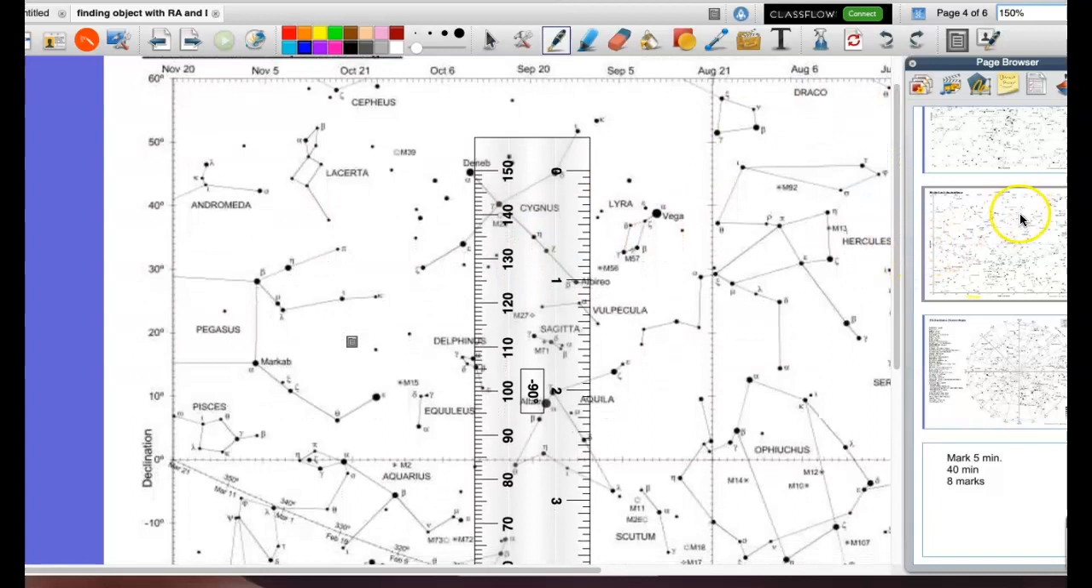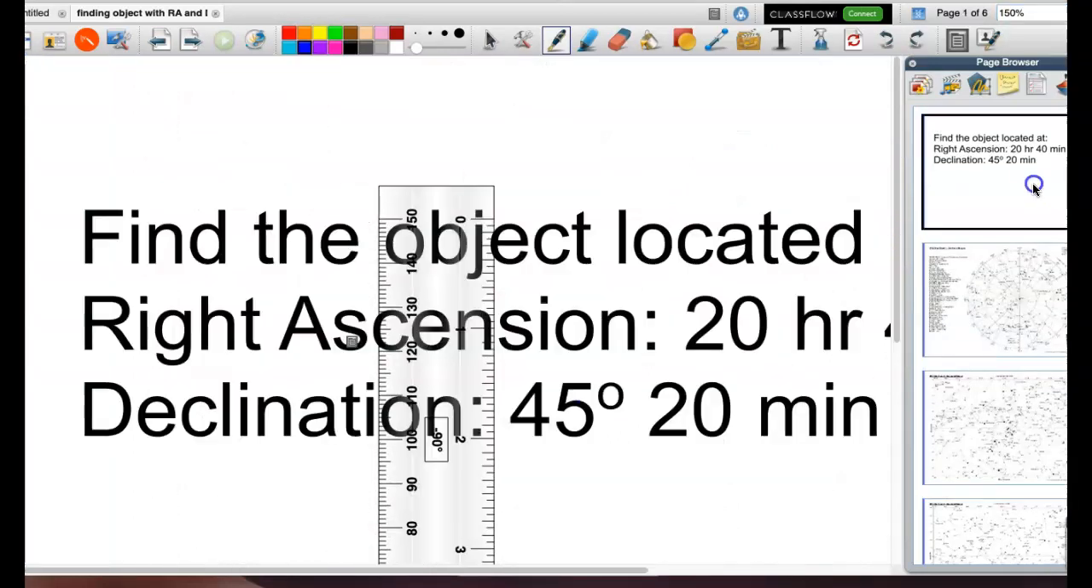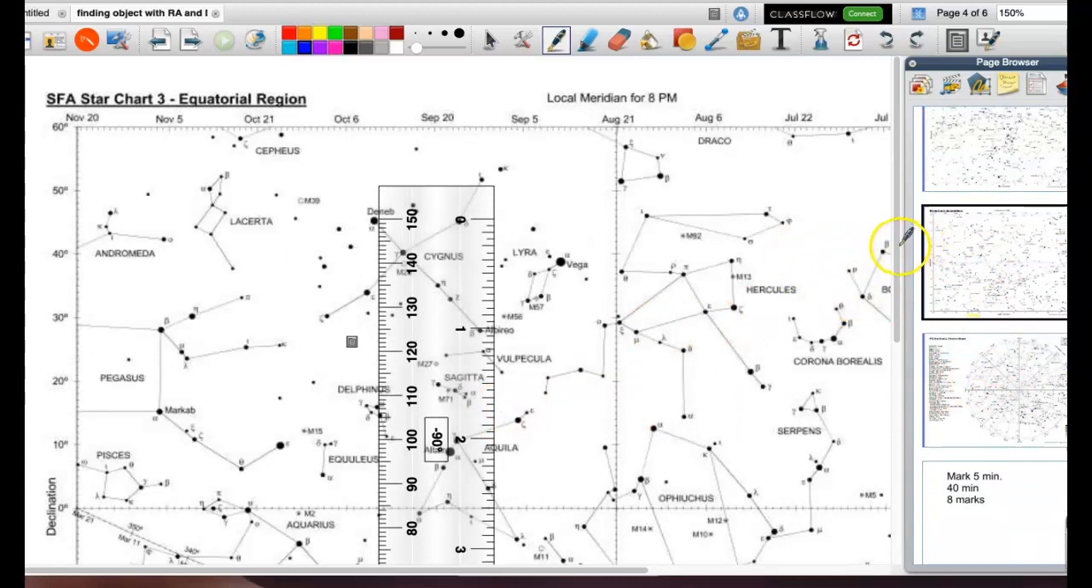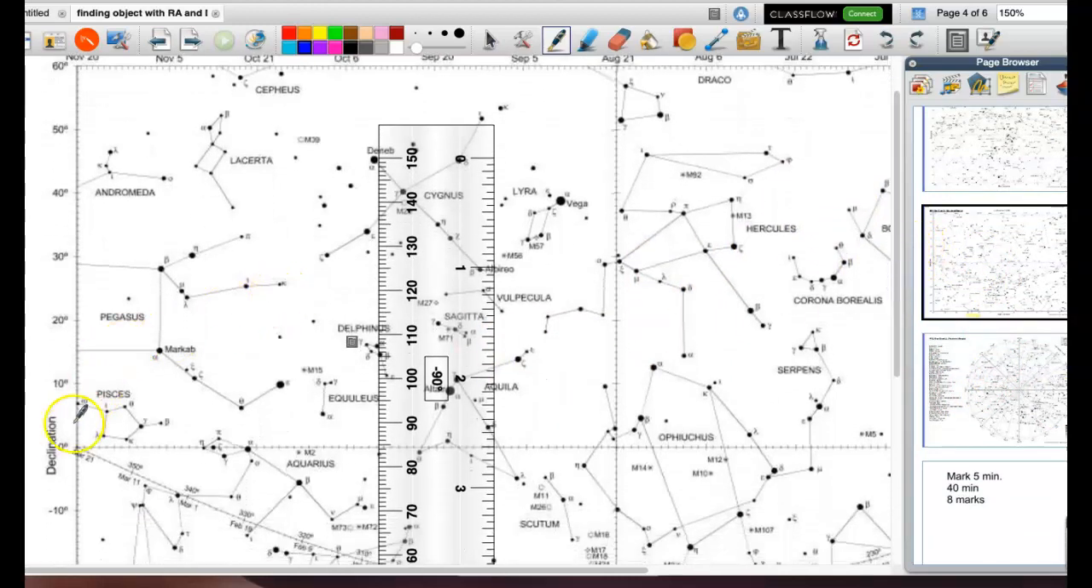So now let's look up the declination. So the declination was 45 degrees, 20 minutes. 45 degrees, 20 minutes right here. So let's go back to that one. And notice there's no negative. So that means it's positive. So then here we're looking at our 0. Remember, positive is up, negative is down. So we're looking at 45 degrees. And so that's going to be right here between our 40 and 50 degree mark. Right in between those two.